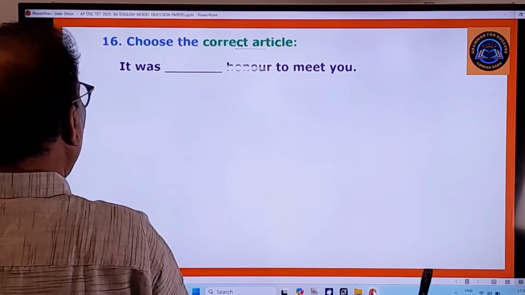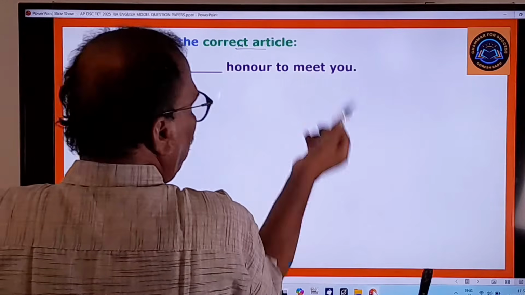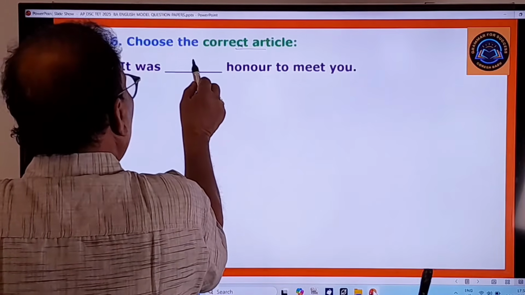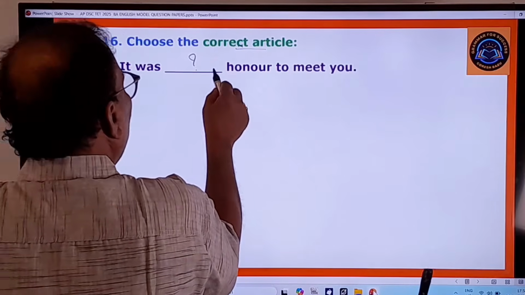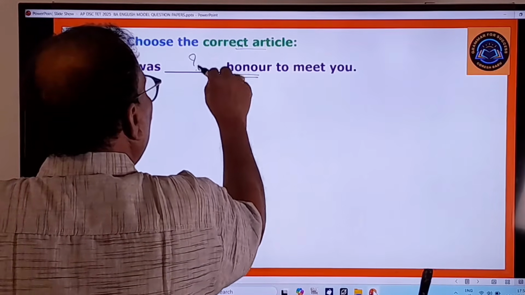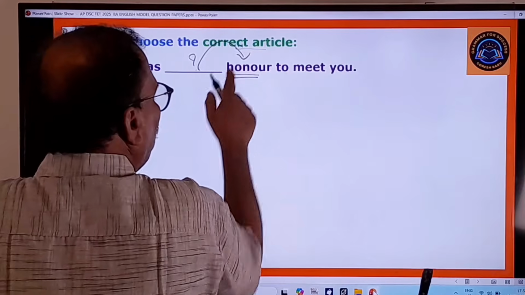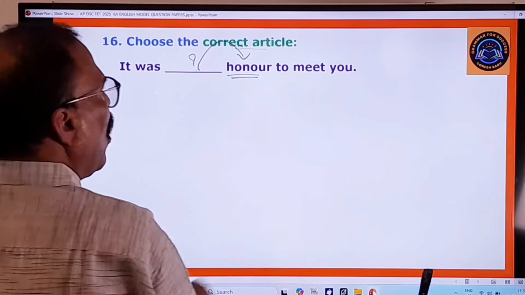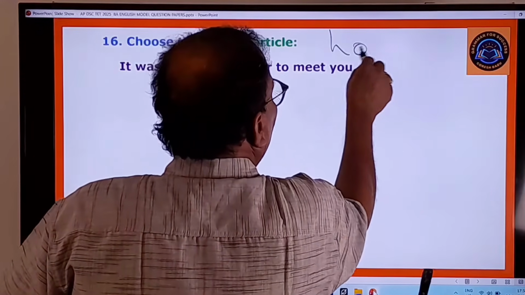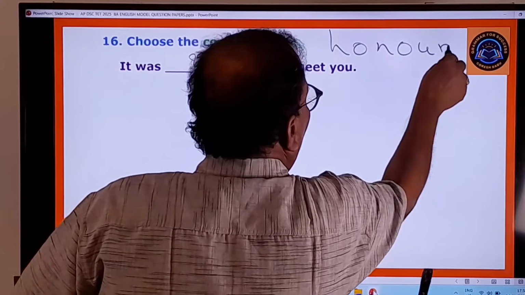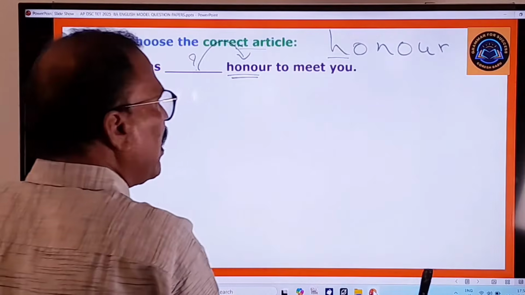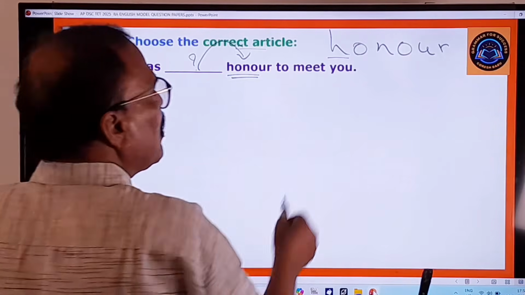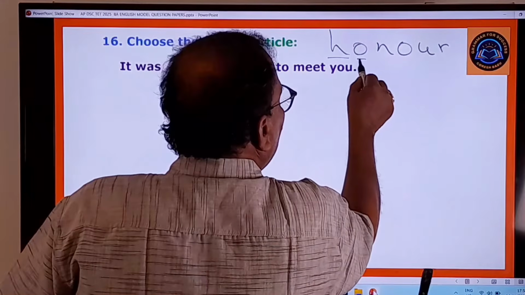What is the sentence given here? It was dash honor to meet you. So what article must be used here? Whenever you happen to use the article, you must look at the word given immediately after the blank. What word is given here? Honor. I'll write the word here. H-O-N-O-U-R. You are not pronouncing the word from H and you are not saying honor with an H, but you are saying honor. That means you are pronouncing the word from O.